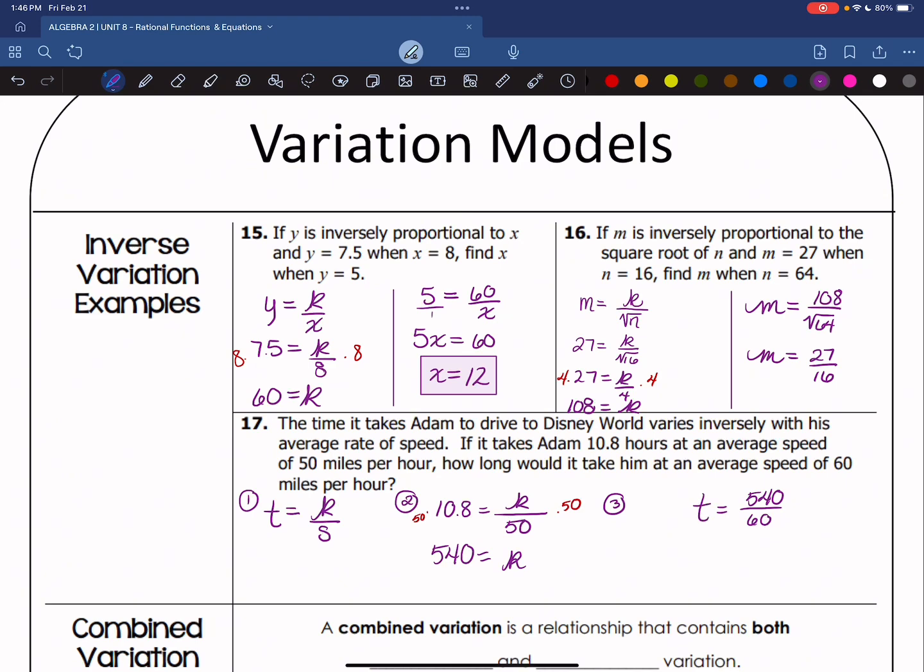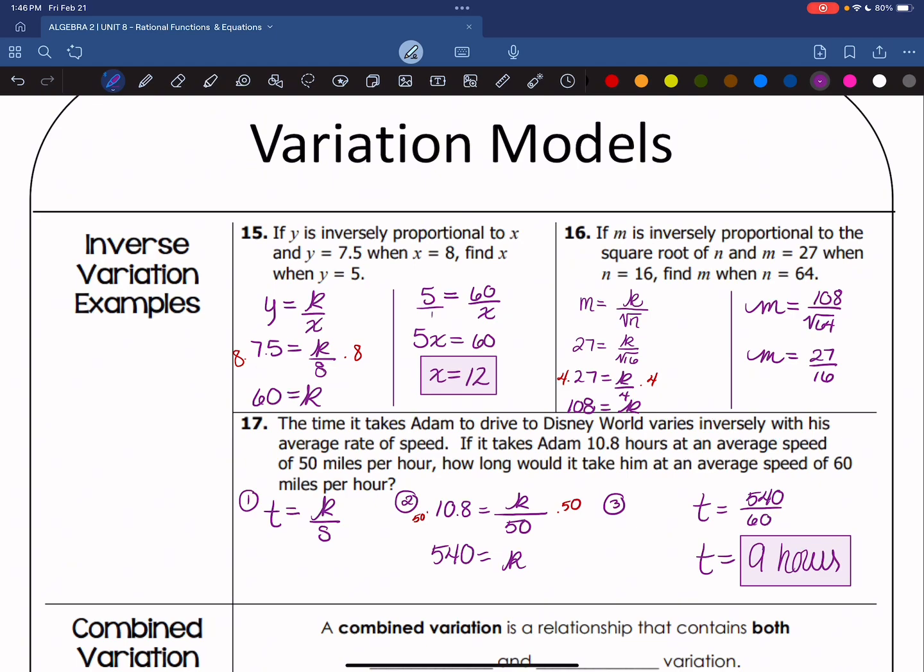So if I go ahead and simplify that on the right-hand side, that'll give me the amount of time it takes if Adam's average rate of speed is 60. So if I take that and divide by 60, then that means the time it's going to take him is only 9 hours. Lucky duck. He doesn't live that far from there, does he?